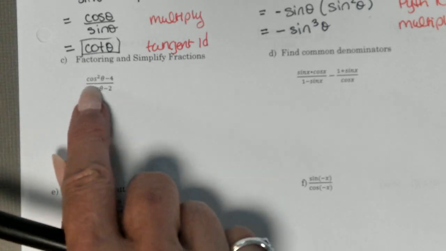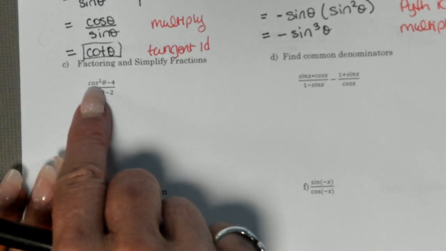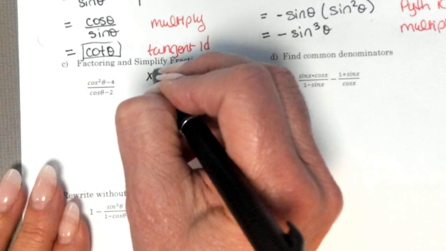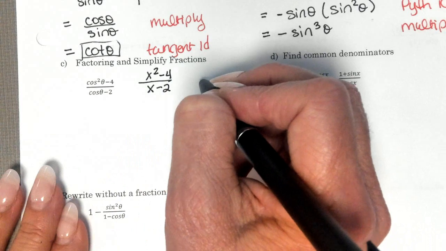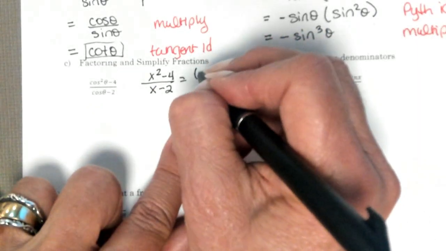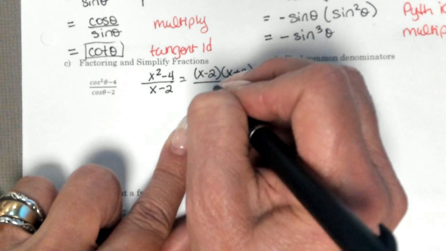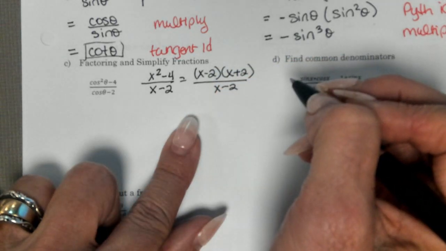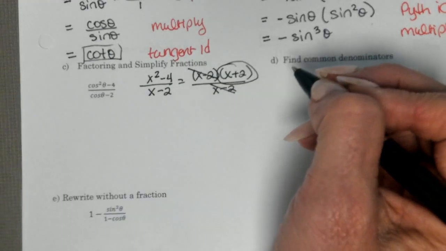Factoring and simplifying fractions. Now, just like I showed you before with the variables, if you look at this and said, well, I don't know what to do with that. If I change cosine to an x, and I wrote that as x squared minus 4 divided by x minus 2, you could see that this is the difference of two squares, and can be factored as x minus 2, x plus 2, all of that over x minus 2. I have a common factor, and this is what I'm left with.